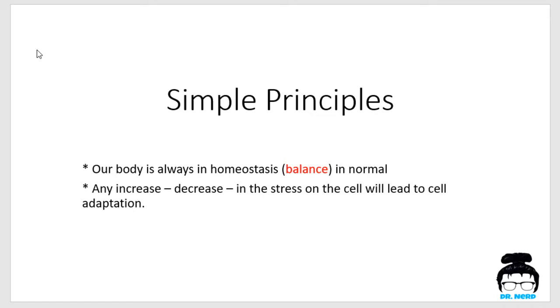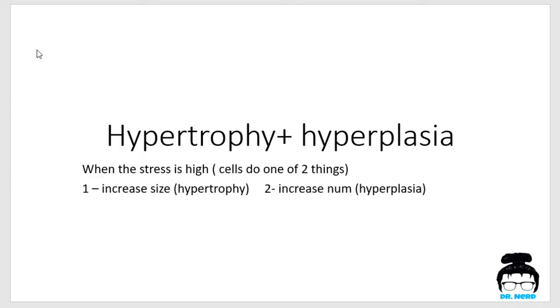So first of all, we have to know some basic principles about our body, which is that our body is always in the homeostasis situation unless there is a change. And what do I mean by homeostasis? Homeostasis means the balance. So our body is always in balance unless changes occur. And what are these changes? These changes are any increase or decrease in the stress of the cell. This will lead to cell adaptation.